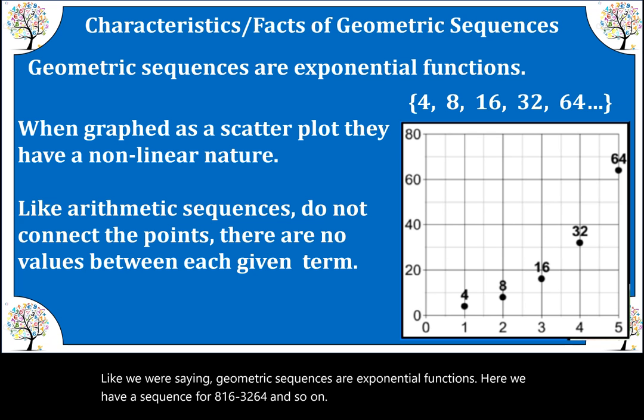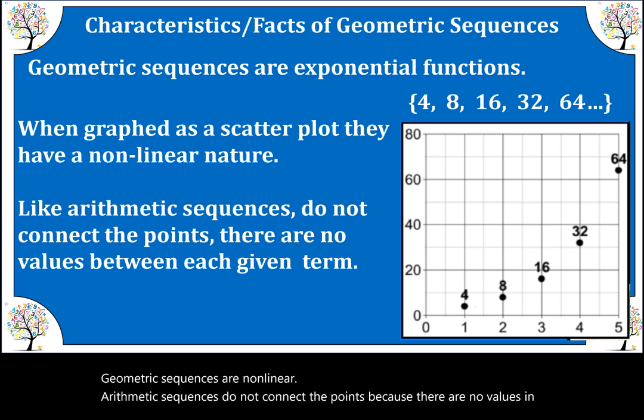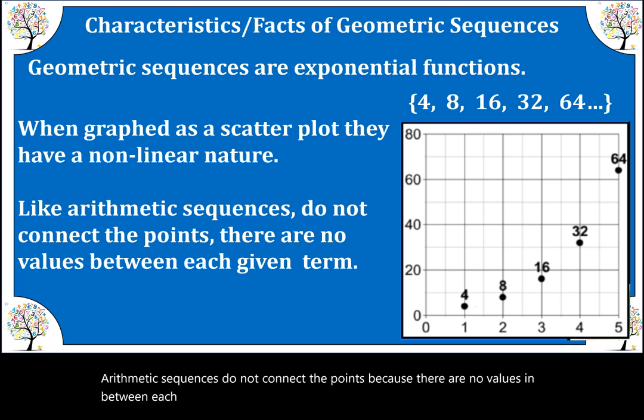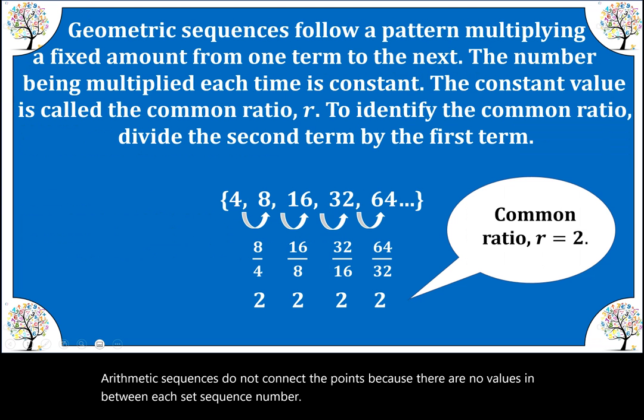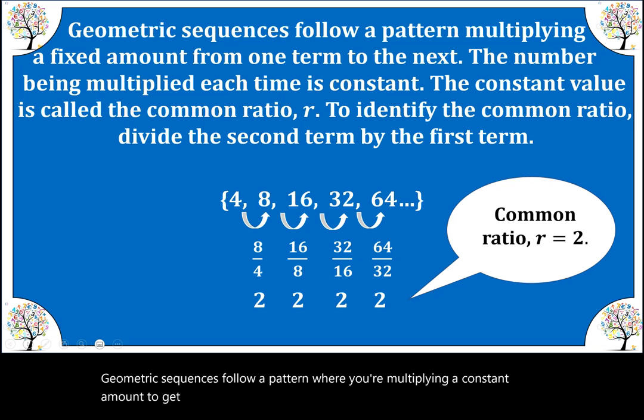When we graph these, we create a scatter plot. Geometric sequences are nonlinear. Like arithmetic sequences, do not connect the points because there are no values in between each set sequence number. Geometric sequences follow a pattern where you're multiplying a constant amount to get from term to term.